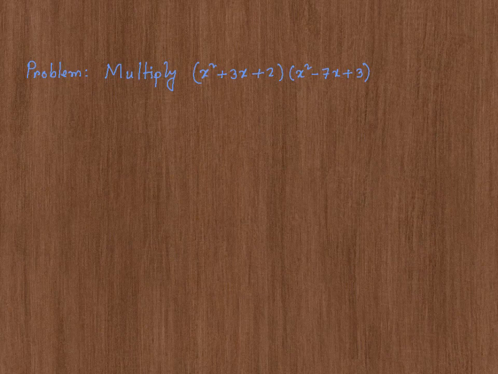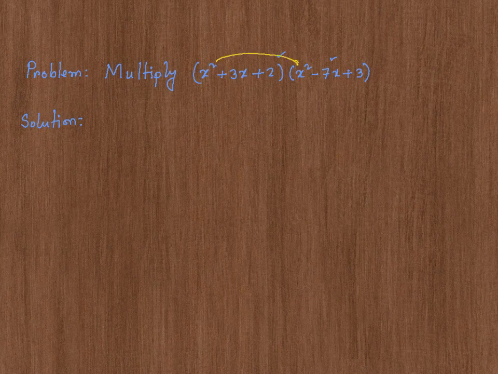In this problem, I'm going to multiply these two polynomials, this one and this one. These are polynomials of degree 2. That means the highest power of x is 2. In multiplying these polynomials, what I'm going to do is multiply term by term, and in the process I'll be using the distributive property and properties of exponents. So let's just do this one.